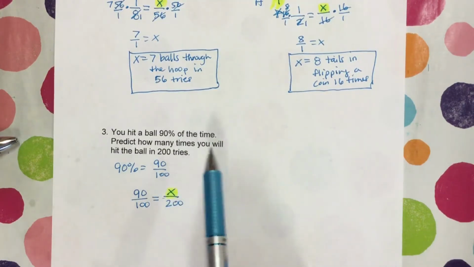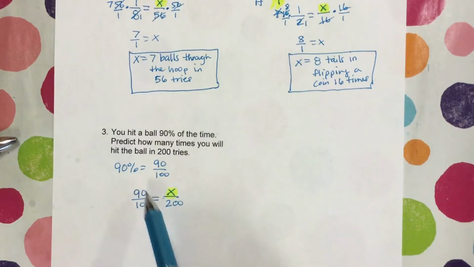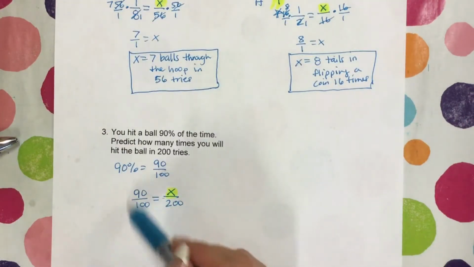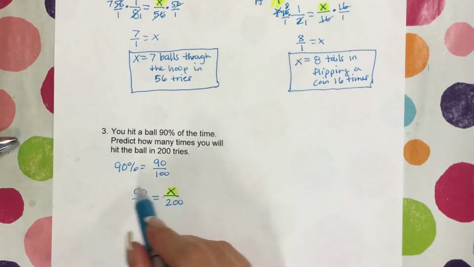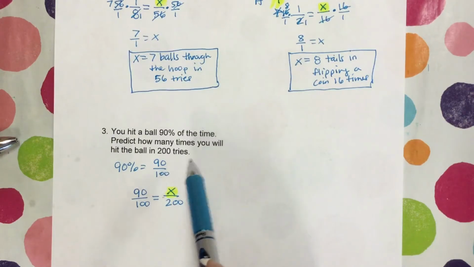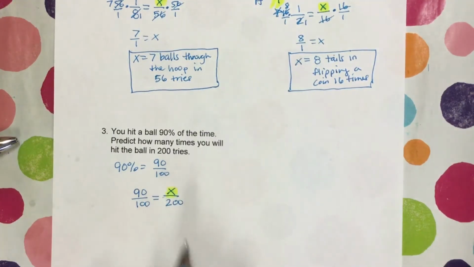Okay, so if you have a percentage, you turn that percentage into a fraction, and then this is your method 1 using past evidence. Okay, that's our past evidence right here. And then we want to use this evidence to predict what's going to happen in the future if we are throwing the ball 200 times, how many times do we hit it?